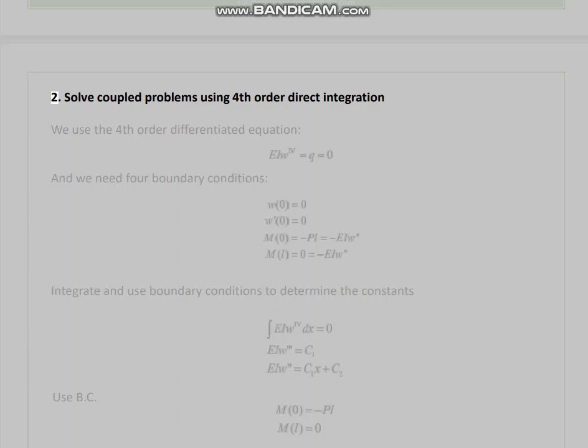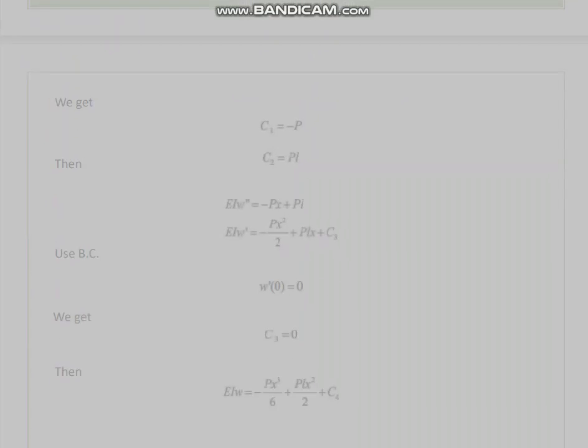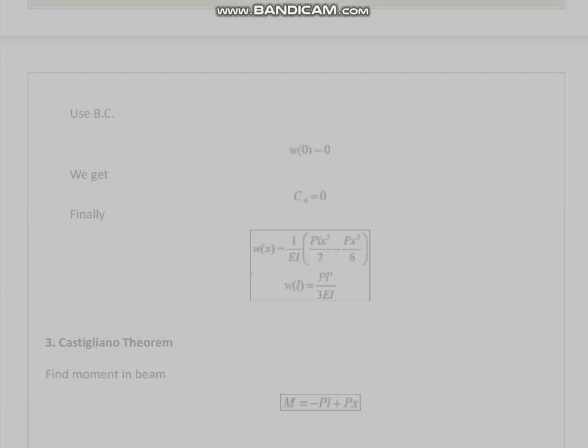2. Solve the coupled problem using 4th-order direct integration. We use the 4th-order differential equation, and we need 4 boundary conditions. Integrate and use boundary conditions to determine the constants. Use BC. We get then. Use BC. We get then. Use BC. We get finally.